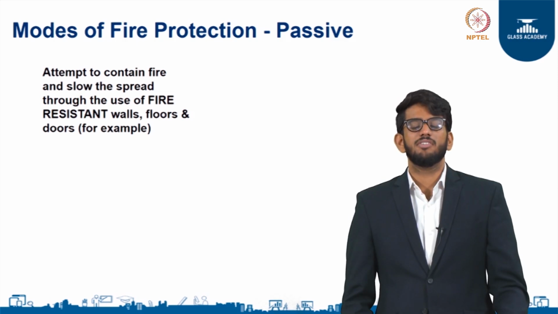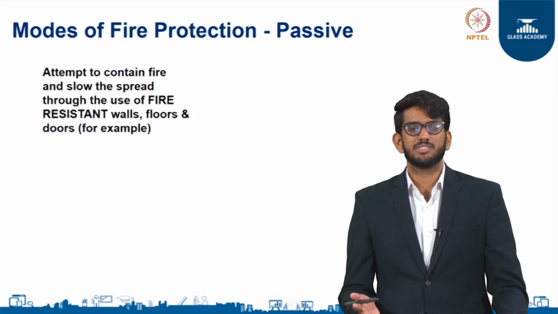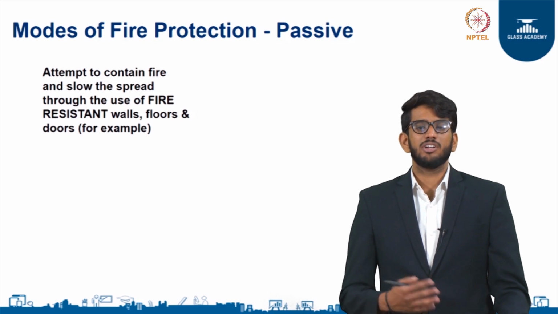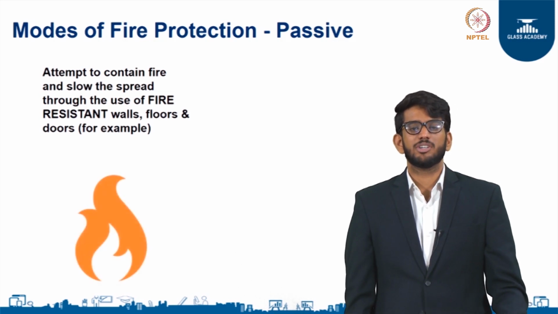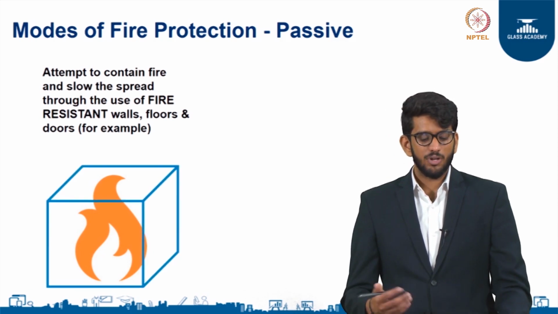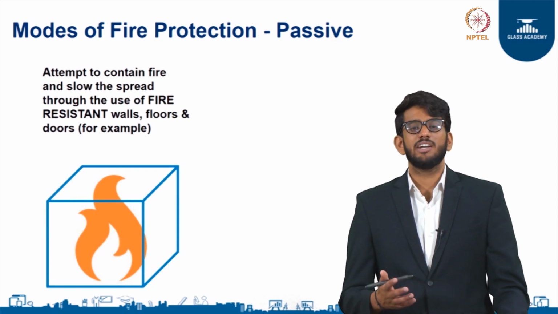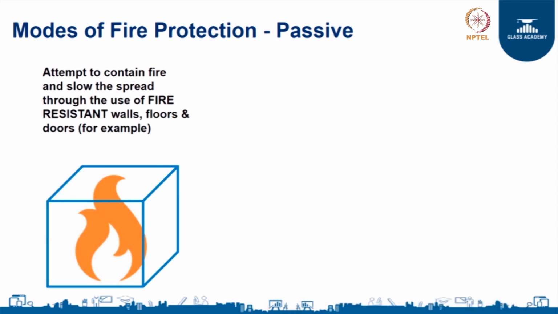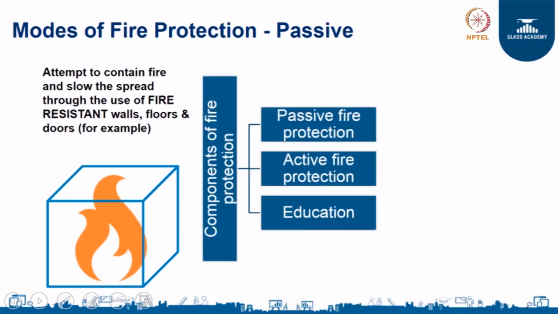So, if one kind of fire protection is called the active protection system, then the other kind is called the passive fire protection system. On the contrary to an active protection system, a passive fire protection system involves methods or attempts to contain fire and slow the spread through the use of fire resistant walls, floors and doors. For example, if we know that the fire is going to begin in a particular area of occupancy, then we try to contain the fire within that particular area so that it does not spread to other parts of the building.